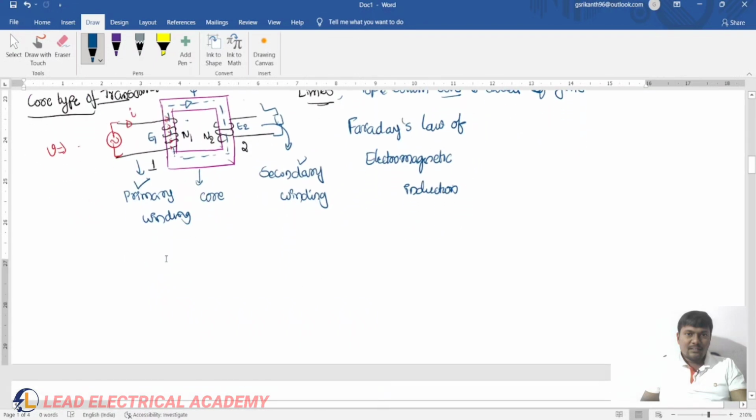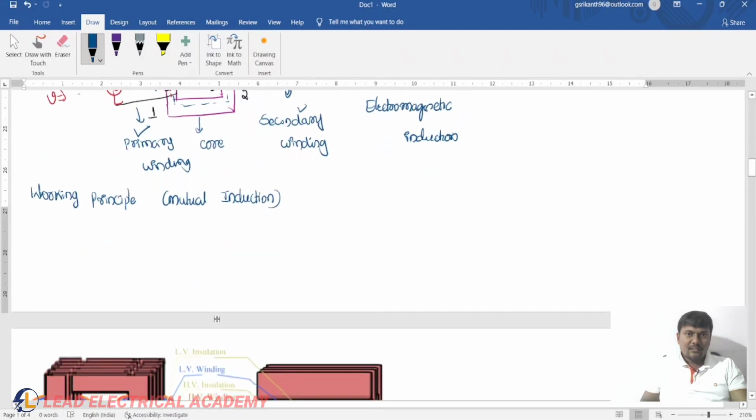Okay, this is about the principle of operation of a transformer. The working principle is based on mutual induction. The transformer works on the principle of mutual induction. The same flux is common for both the windings. If the alternating flux linking with the coil changes, an EMF is induced in coil 1, the primary winding, and in the secondary winding.